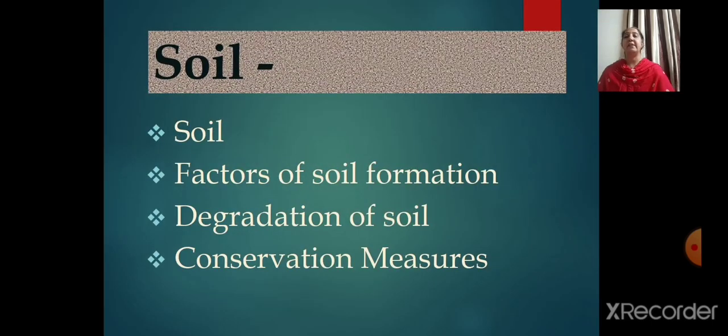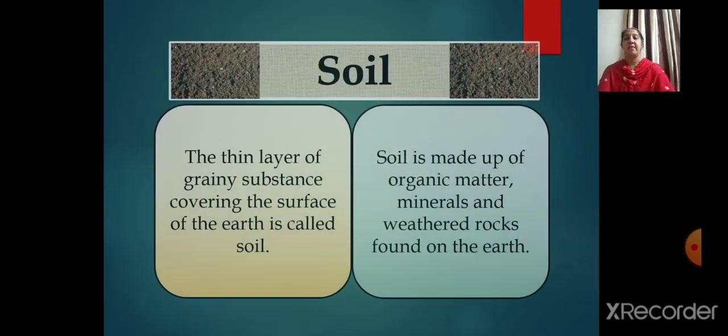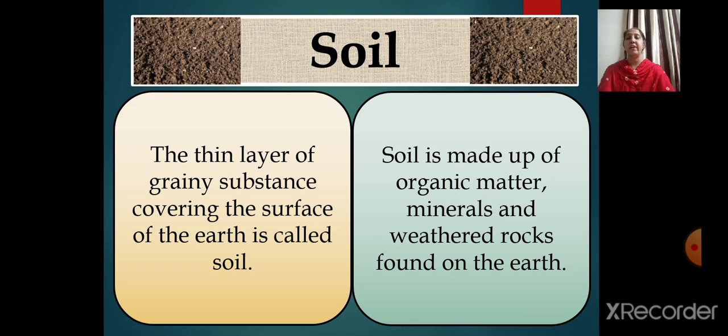Now the next topic that we are going to begin is soil. Now in the soil topic, we are going to learn about soil, factors of soil formation, then the degradation of soil and the conservation measures. Now, a thin layer of grainy substance. What is soil? The thin layer of grainy substance covering the surface of the earth is called soil. It is closely linked to land.